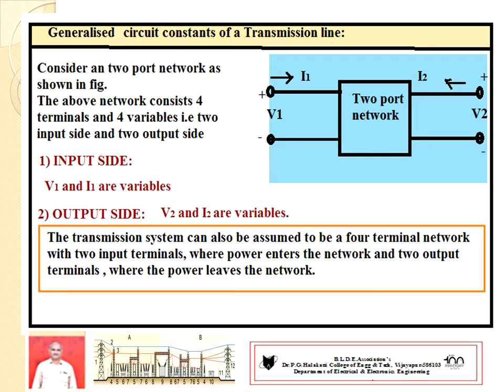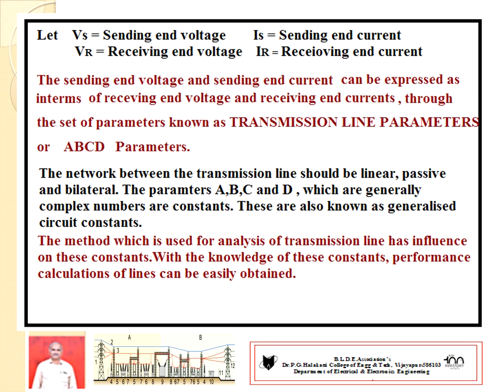In the same manner, the transmission line system can be assumed as a 4-terminal network with 2 input terminals, where the input power enters into the network, the sending end, and 2 output terminals where the power leaves from the network, that should be treated as the receiving end point. Let Vs be the sending end voltage and Is be the sending end current, Vr be the receiving end voltage and Ir be the receiving end current.